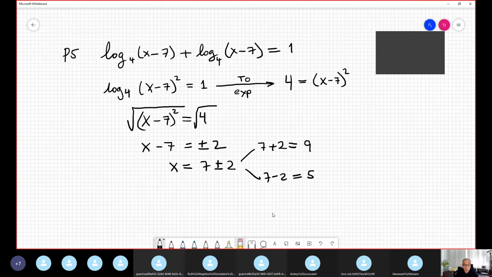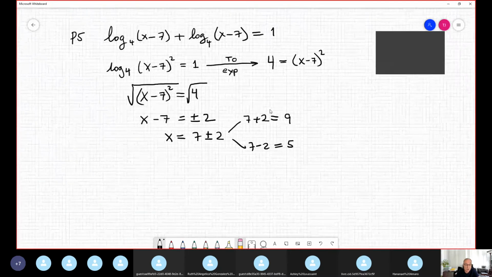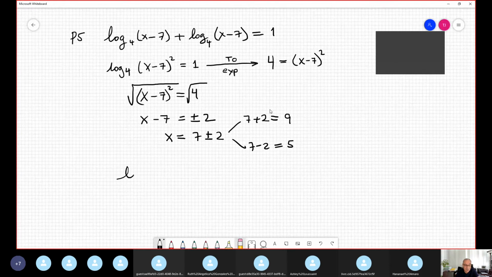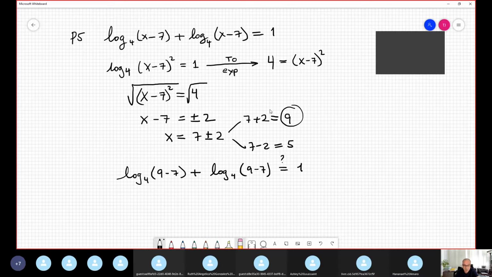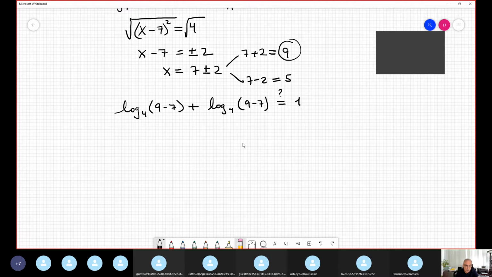And that's it? No, because you need to check both solutions in the original equation. The original is logarithm base 4 of x minus 7 plus logarithm base 4 of x minus 7 should be 1. I check this statement for 9 first, and after for 5. And 9 minus 7 is 2. Logarithm base 4 of 2 plus logarithm base 4 of 2.